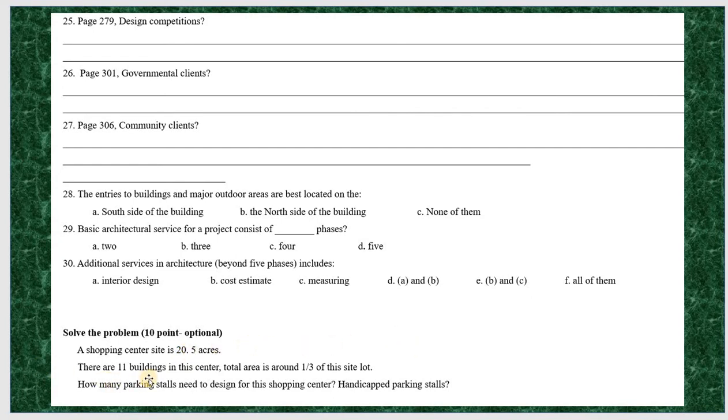After that, you look at this: the 11 buildings in the center, total area. That means the total area of the buildings in the lot is around 1/3 of the site. So you take the area you calculated in square feet, divide by 3, and you get the building area in square feet.